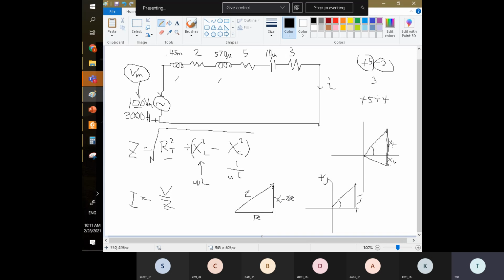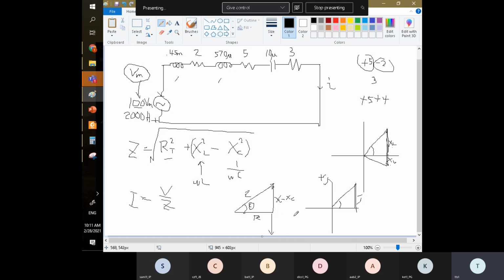Because XL value is higher than XC, that's why we take XL minus XC. If XC value is higher than XL, then you can take XC minus XL, because we want to get a positive number. Here is a positive number, right? Because we found the angle is positive. It's not negative. It's not going this way.